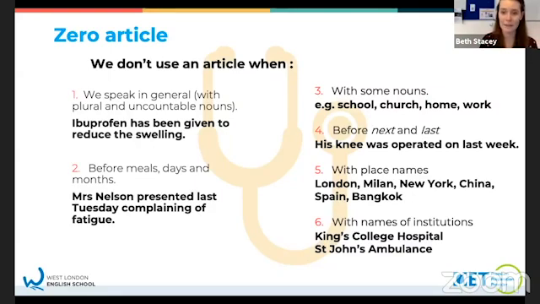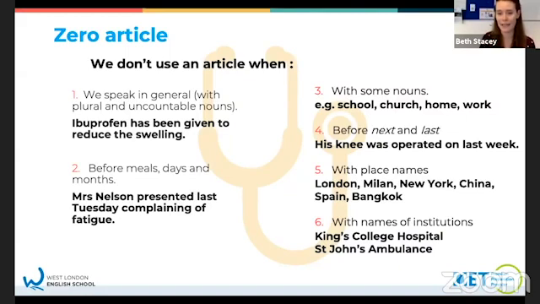With some nouns, we don't use an article. Again, not really related to OET too much. However, it might be that the patient has a specific profession and you might need to mention a place. So school, church, home, work, none of these have the or a before them.